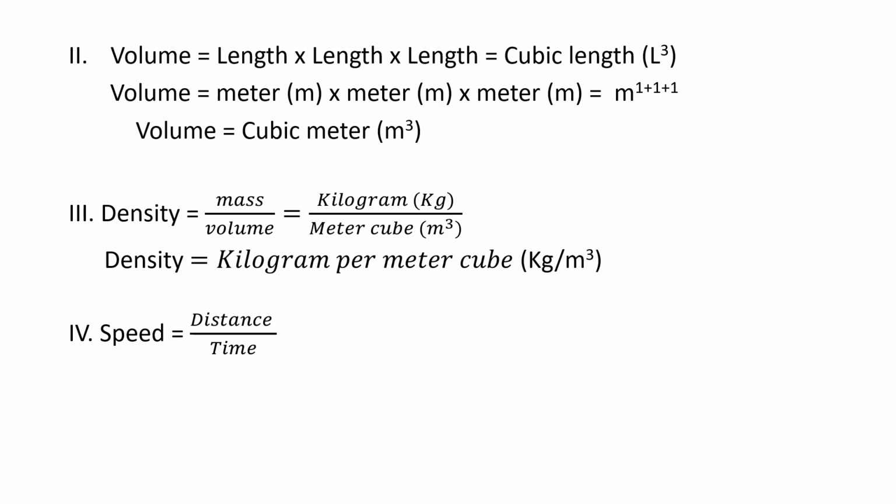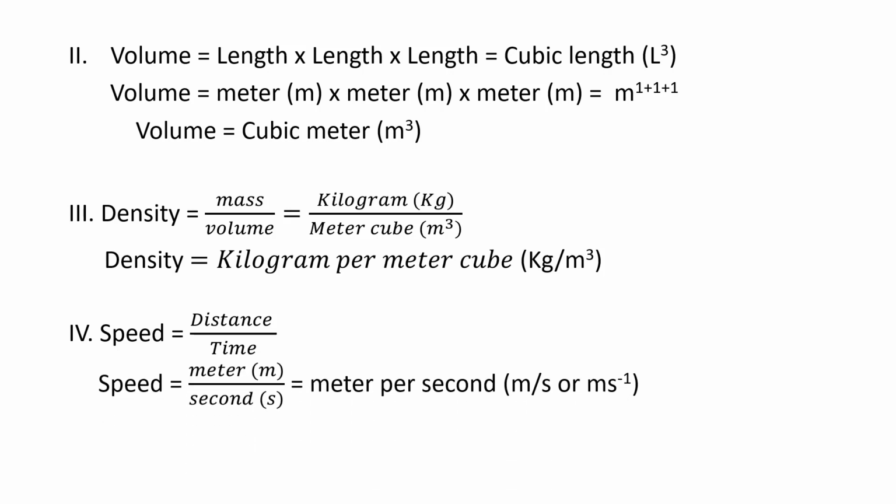So if distance is length, then what is the unit for length? It is meter. The unit for time is second. So you will get the SI unit for speed as what? Meter per second, or meter divided by second, having the symbol m, then the second as what? s. So meter per second, or m/s, or ms to the power -1. That's the second law of indices. You can go and refresh your mind about it.